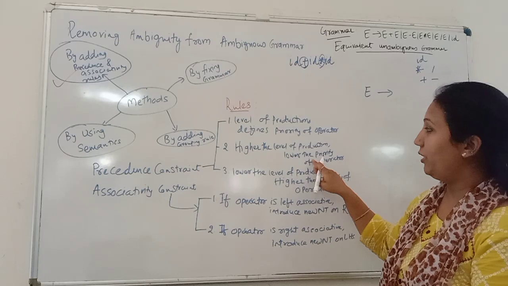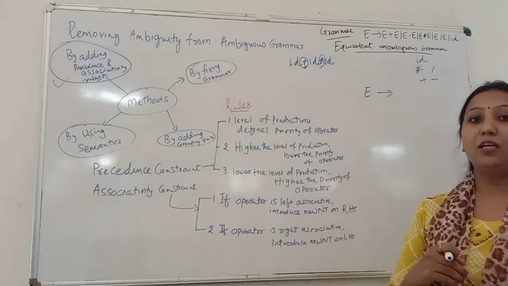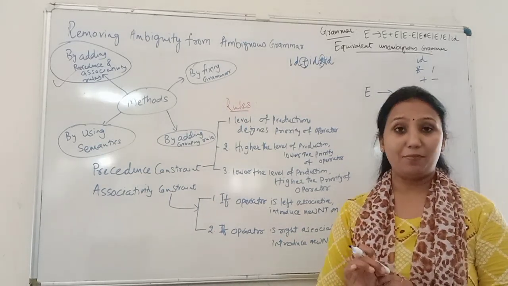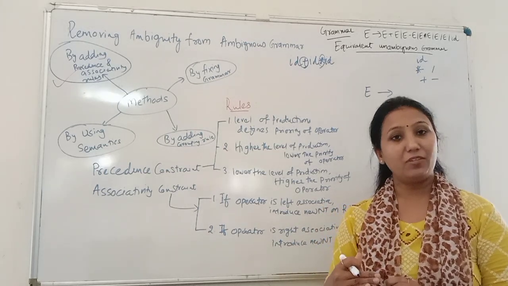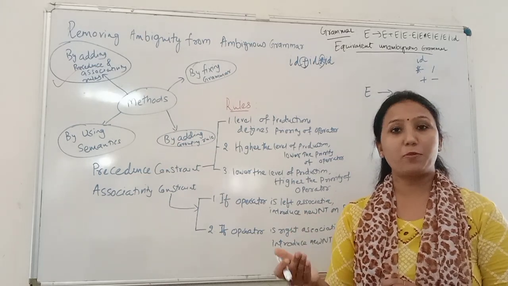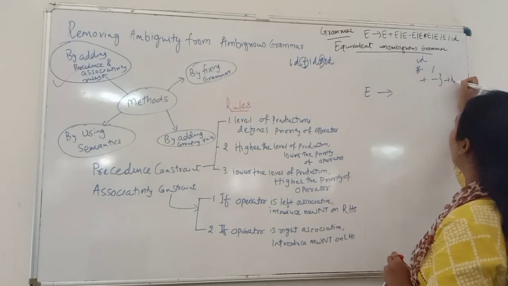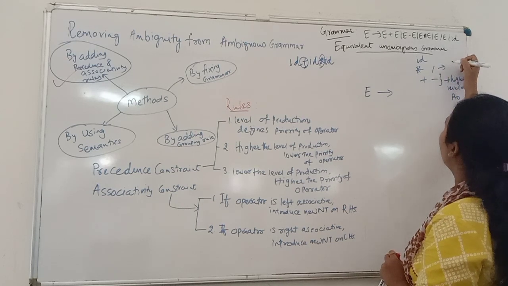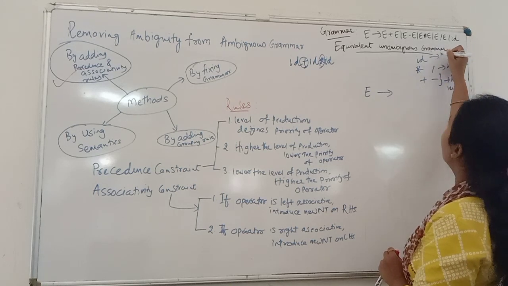The second rule defines that the higher the level of production, the lower the priority of the operator, and the lower the level of production, the higher the priority of the operator. In simple terms, the operator with the highest precedence should come at the lowest level, and the operator with the lowest precedence should come at the highest level. So over here we have plus and minus, so they should come at the higher level of production, and star and divide will come after that. So second level, and this is the third level.